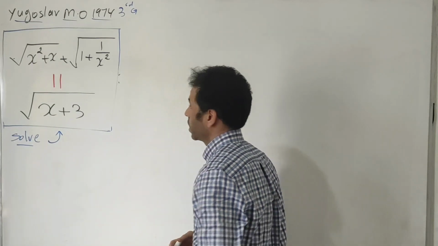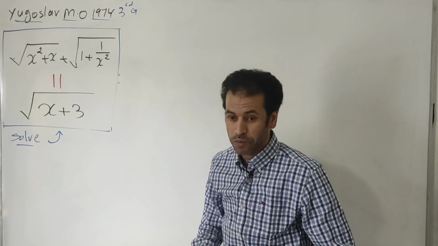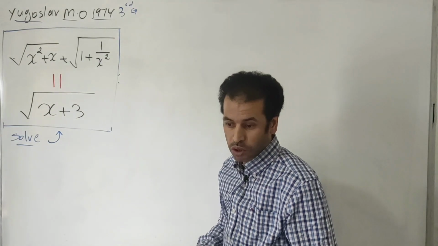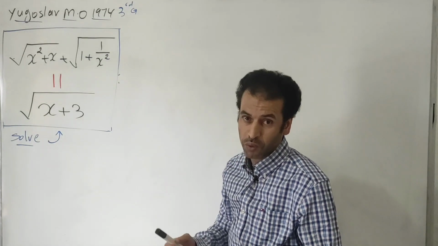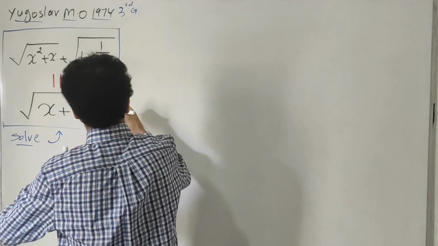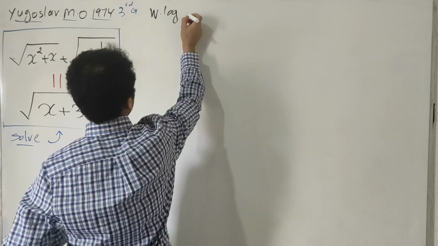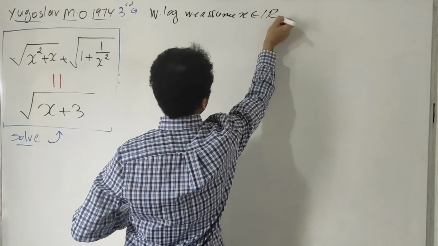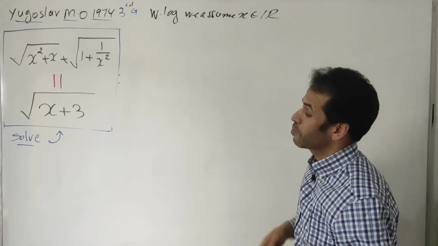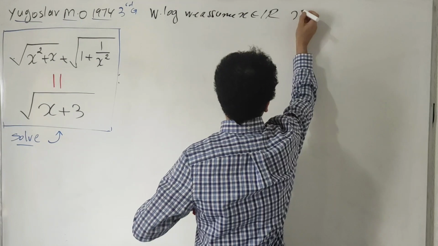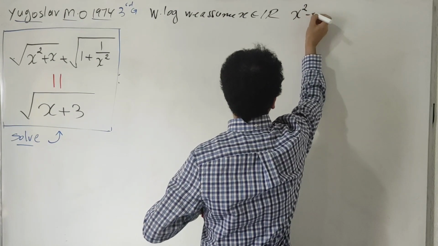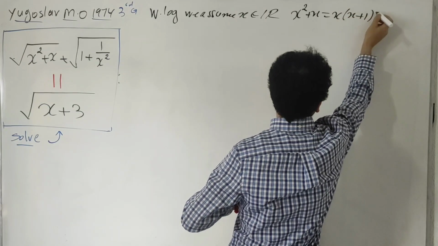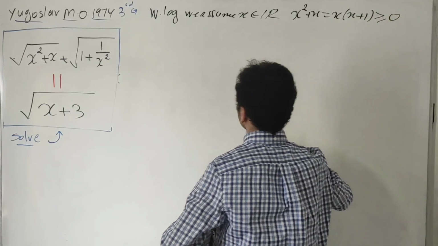Before we get into the solution, we are going to determine the domain of this equation, because there are a lot of restrictions. We should know which interval we can work on. Without loss of generality, we assume x is a real number, because the real numbers are a powerful set. We have x squared plus x, which is x multiplied by x plus 1, must be greater than or equal to 0. This is the first condition.